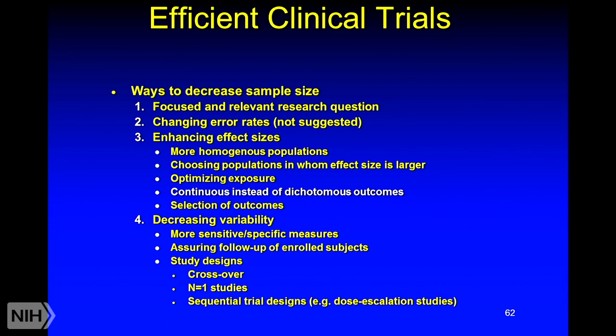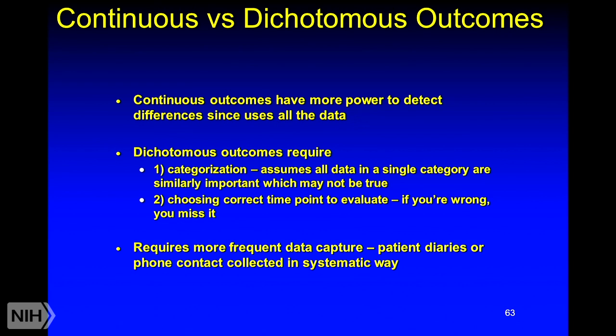The next kind of thing you might want to do is use continuous instead of dichotomous outcomes. Now, what do we mean by that? Continuous outcome is one where you collect data continuously over time as opposed to just measure it at one point in time.